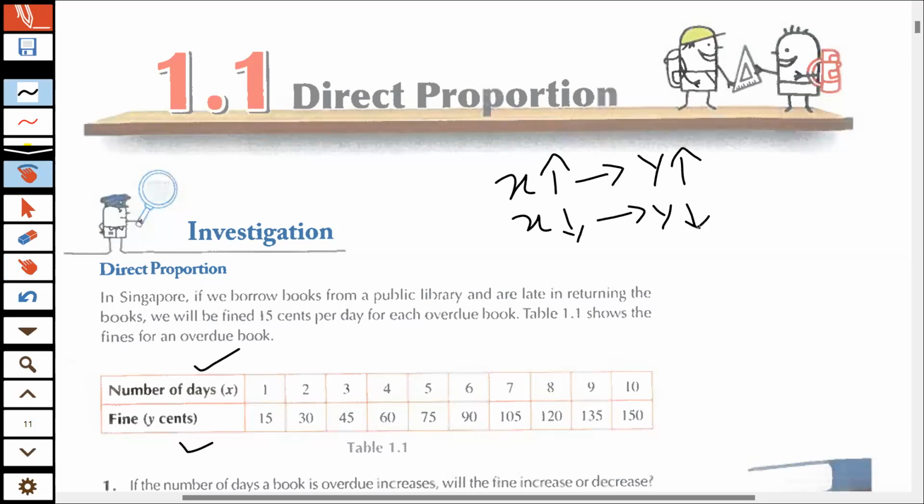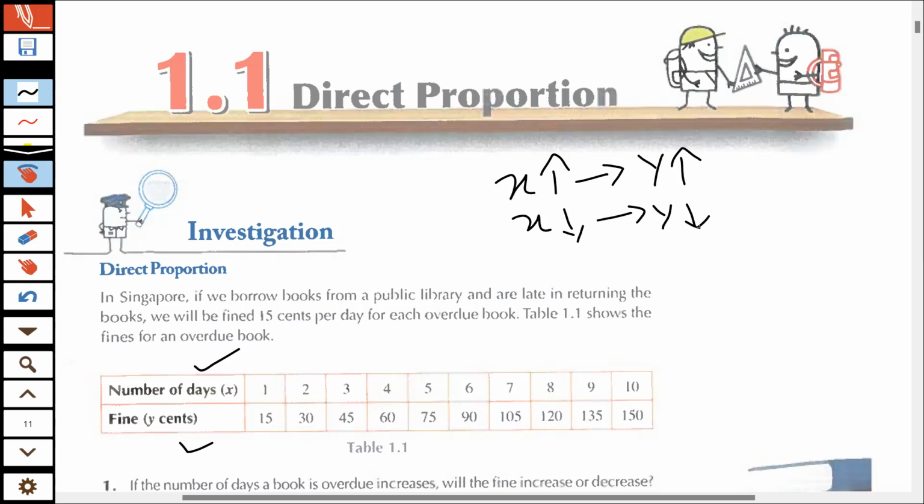In Singapore, if we borrow books from the public library and are late in returning the books, we will be fined 15 cents per day for each overdue book. Table 1.1 shows the fines for an overdue book, by number of days. Now it says over here, as the number of days increases, fine also increases.